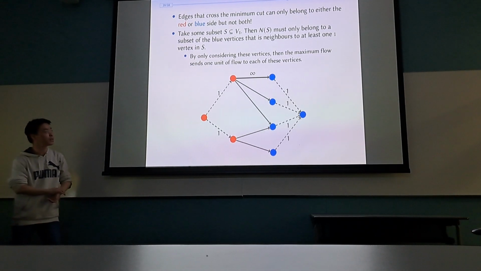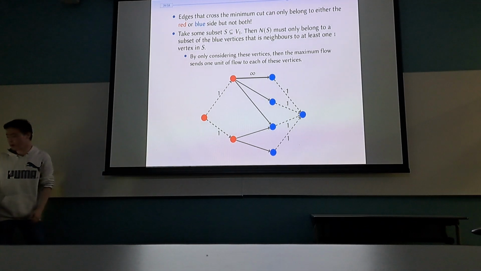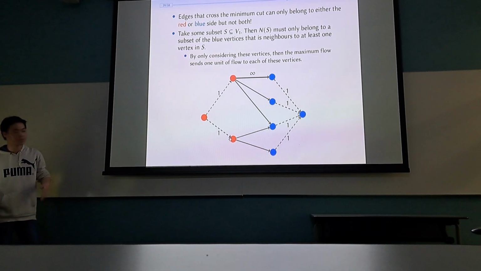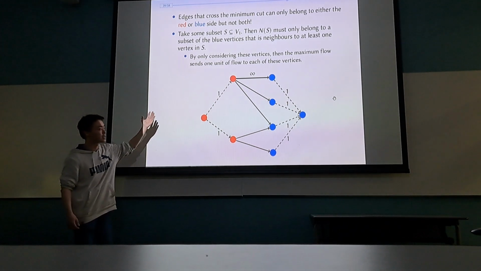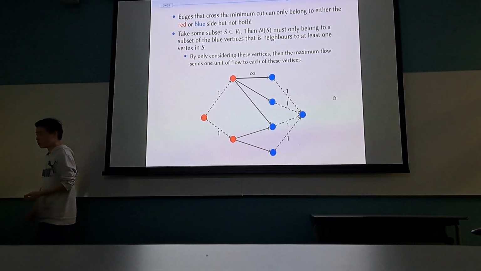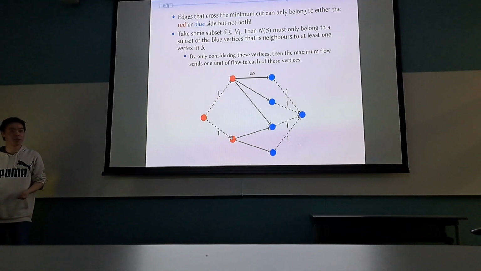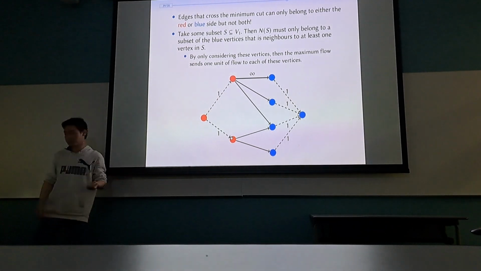You can see here, for example, if this was my subset, and I only consider the first and the third, the fourth vertex, then this is the construction that I have here. I only consider these vertices, and what you'll notice is that you'll have a maximum flow of 2. Each of these vertices is going to be matched as well. And that's exactly what Hall's marriage theorem tells me.